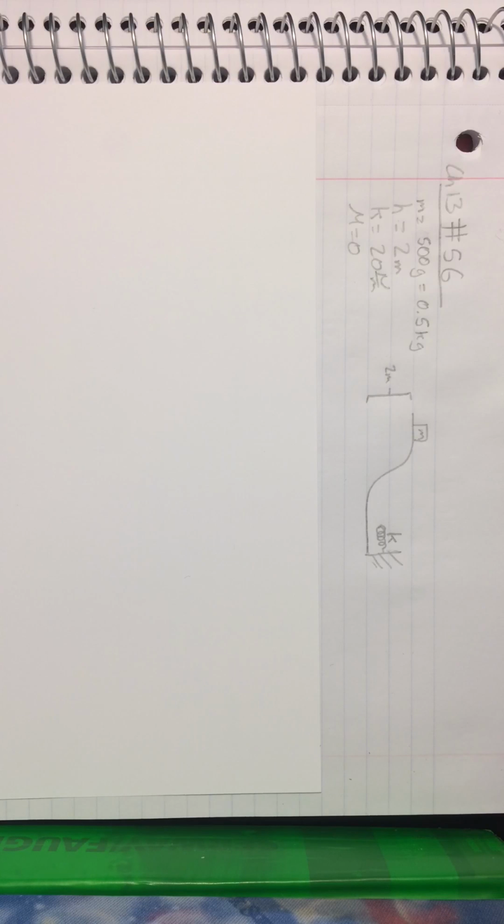This is problem number 56 from Chapter 13's homework. The prompt is that there is a mass of 500 grams sliding down a frictionless slope and it doesn't slip, and it goes into a spring with spring constant K of 20 newtons per meter. The overall vertical displacement is 2 meters and there is no friction. And how far into the spring will it bounce?